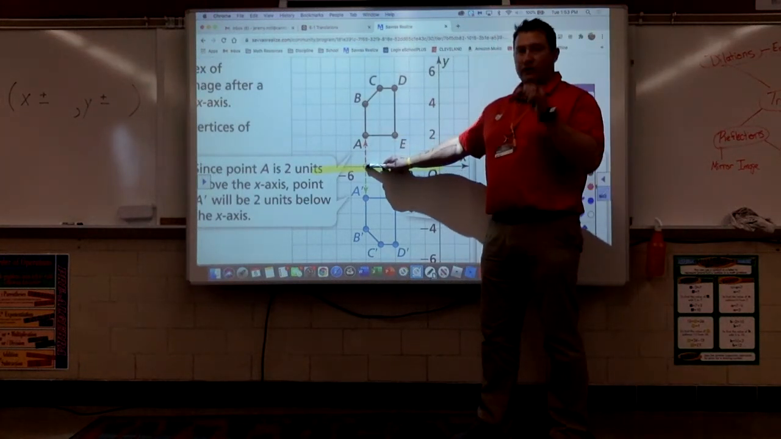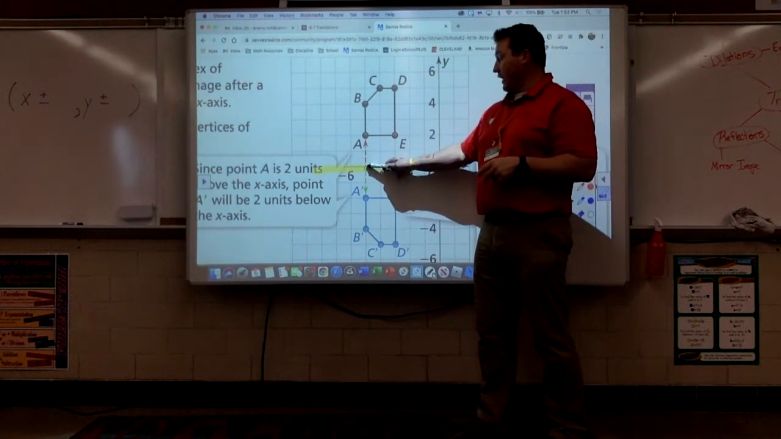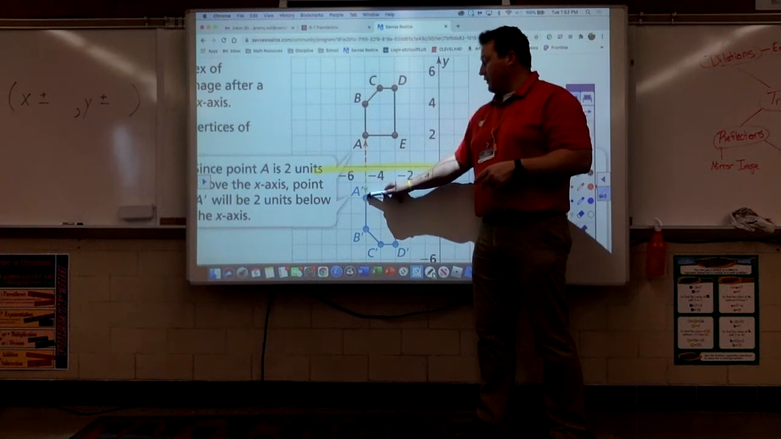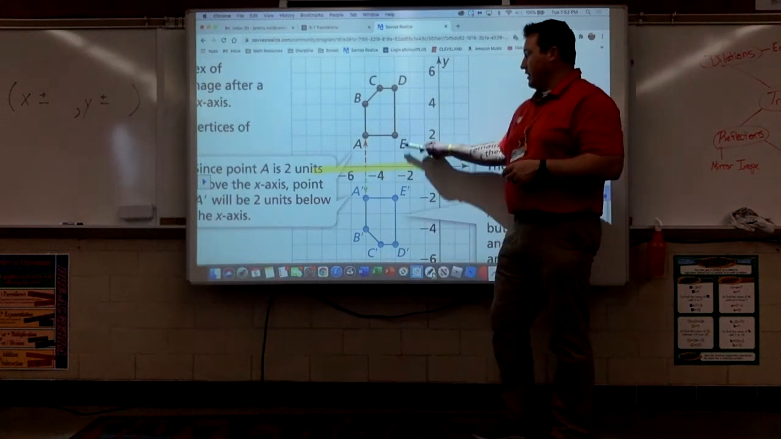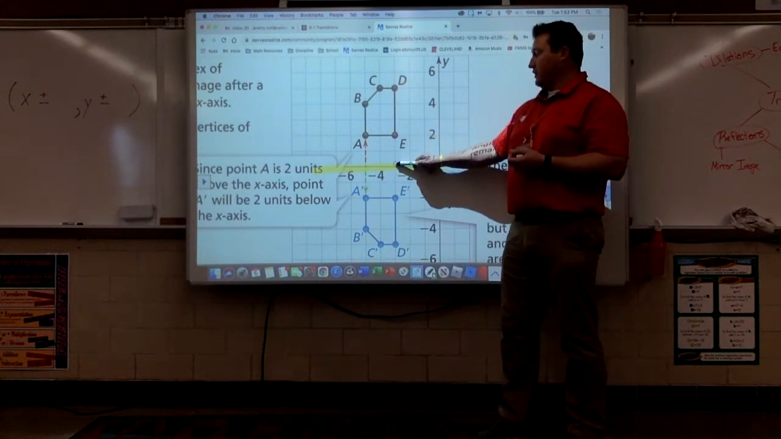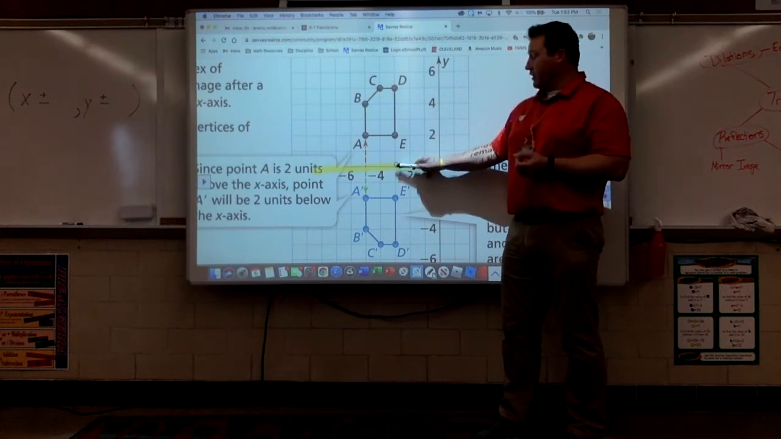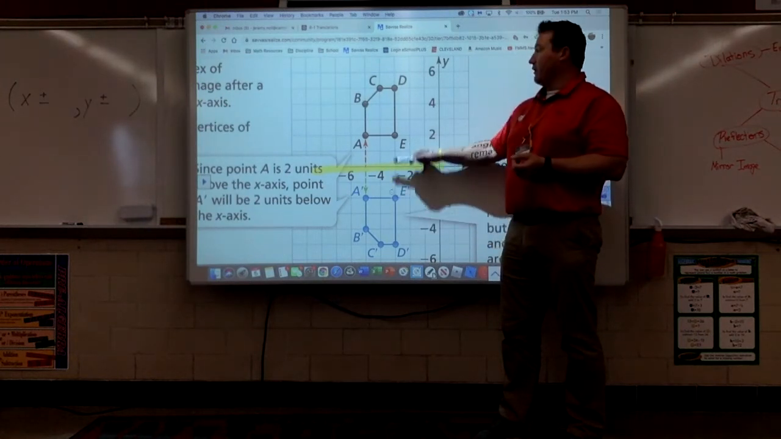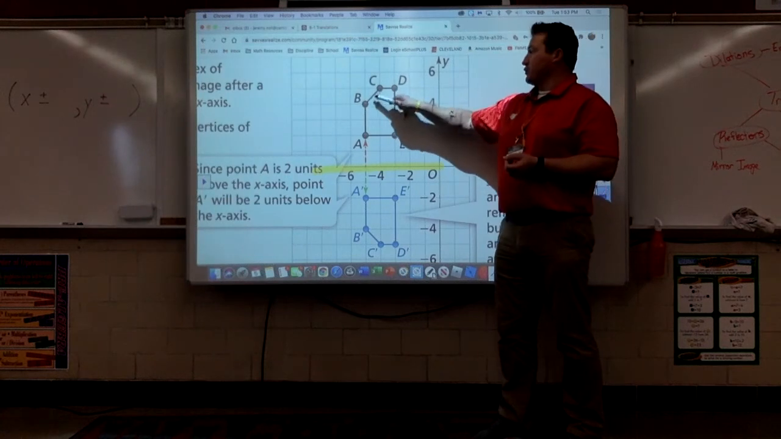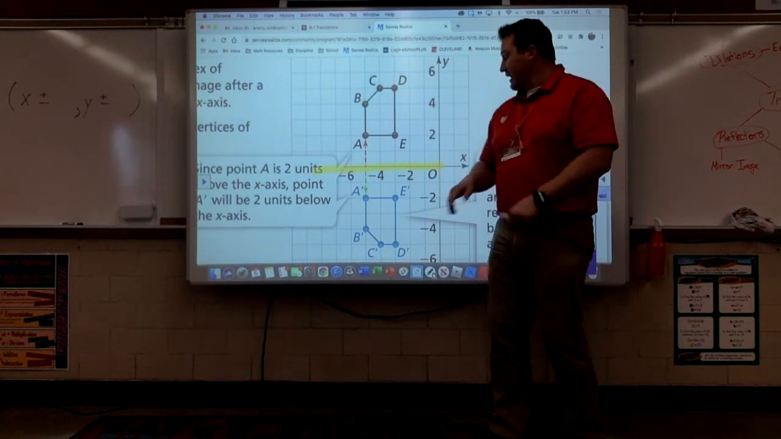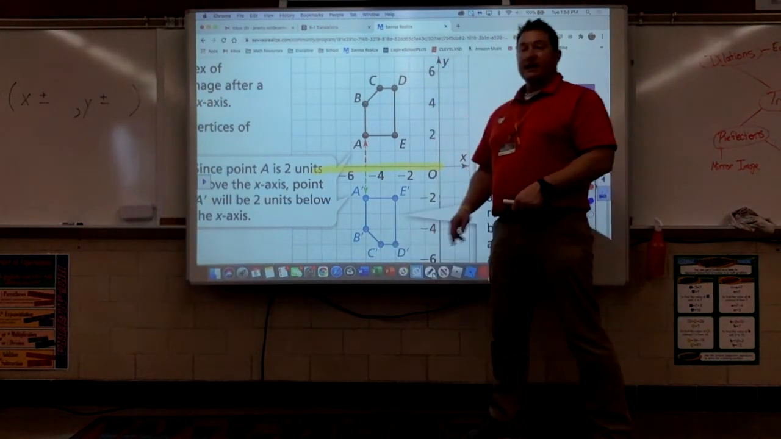1, 2. So it's 2 units away from the line of reflection. That means when it reflects, it will still be 2 units away. 1, 2. Okay, there you go. Label it A prime. Do the same thing for E. It's 1, 2 away from the line of reflection. 1, 2 away. E prime. We just repeat that for B, C, and D. That's how they reflected them here.